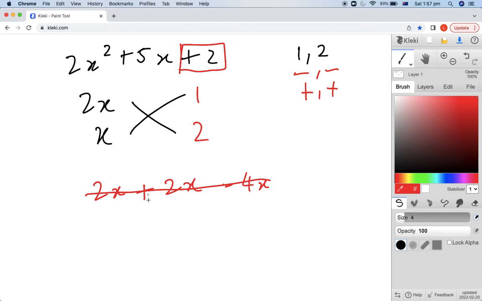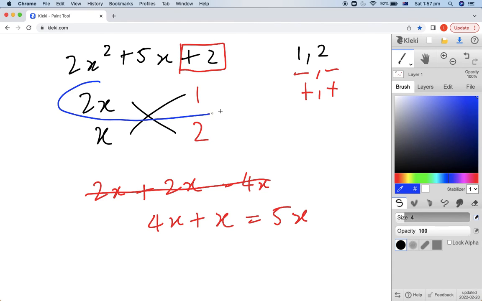2x times 2 is 4x, and plus x times 1 is just going to be plus x, so we get 5x. So perfect. We have everything we want. 2x times x is 2x squared, 1 times 2 is 2, and adding them after multiplying them diagonally, we get 5x. Perfect.